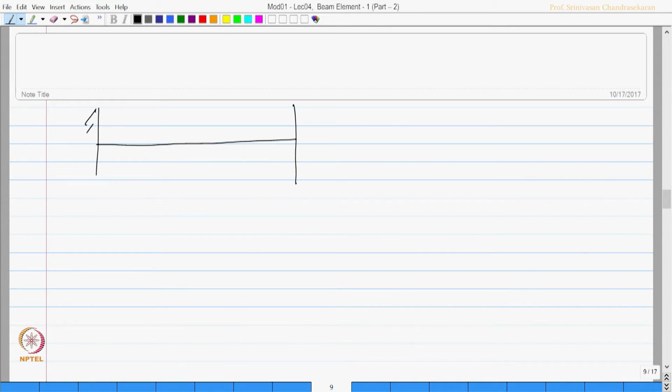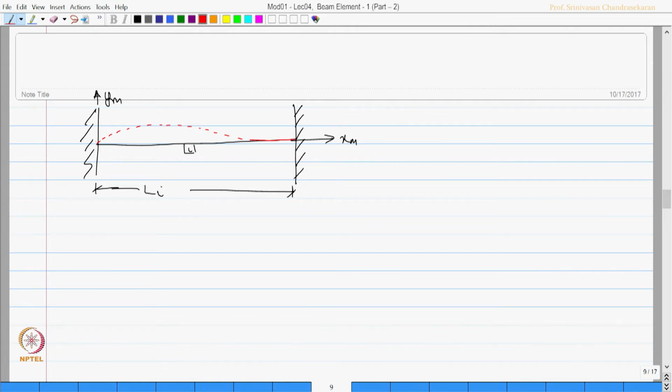So, this is my beam with fixed at both the ends, xm and ym. There is an ith member, the length of the member is Li. I give unit rotation at P alone, keeping all other degrees of freedom restrained.